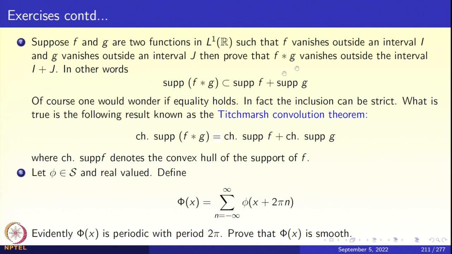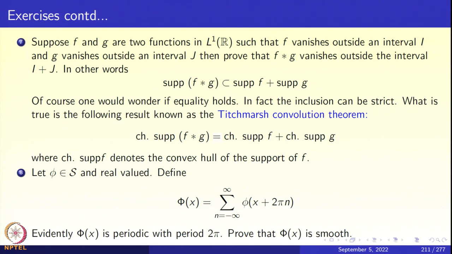And so you have to show that the support of f star g is contained in support of f plus support of g. In other words, f star g will vanish outside the set support of f plus support of g. This is an inclusion. Now you will wonder, will this inclusion become an equality? Will the inclusion be strict? Answer is yes. The inclusion will in general be strict.